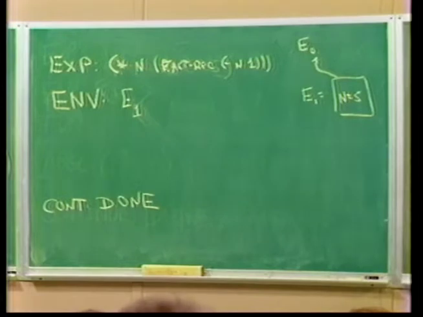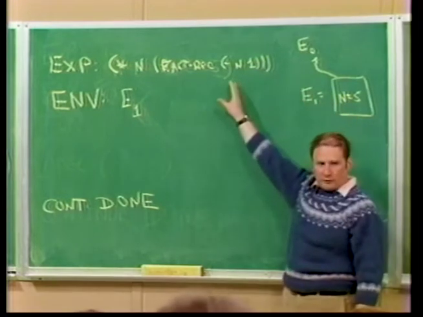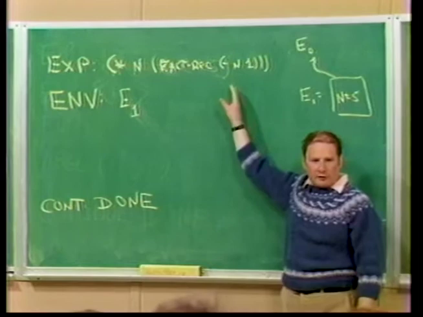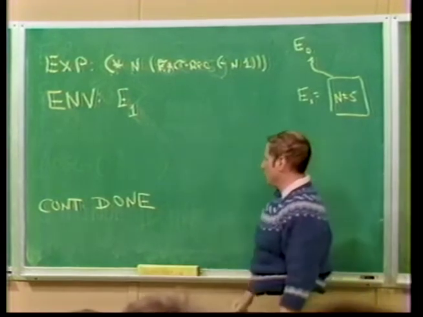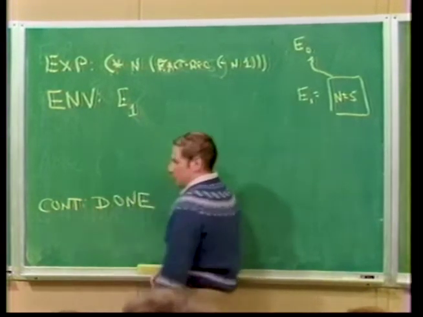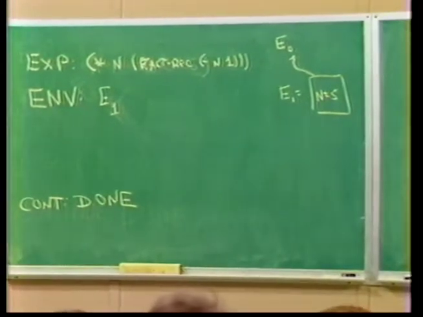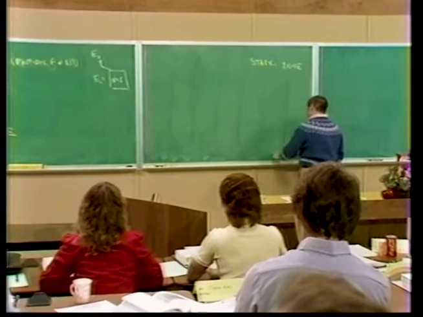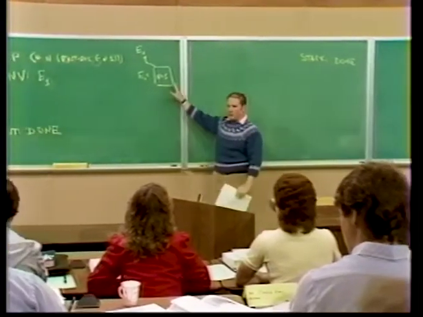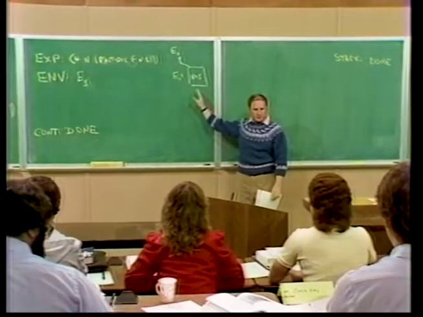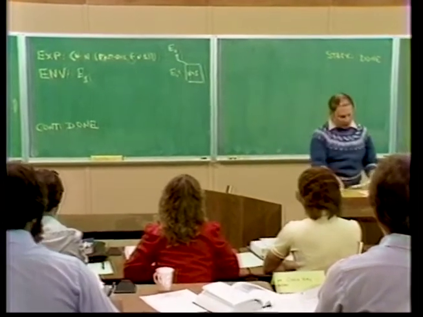Right. Now we have an application. We did an application before. Remember what happens in an application. The first thing you do is you go off and you save the value of the continue register on the stack. So the stack here is going to have done in it. And then you're going to set up to evaluate the subparts. Okay, so here we go off to evaluate the subparts.